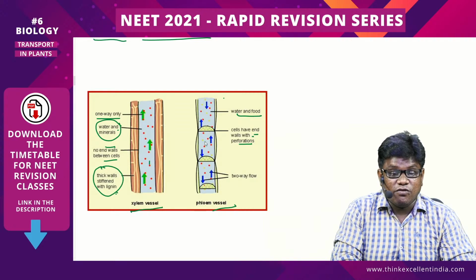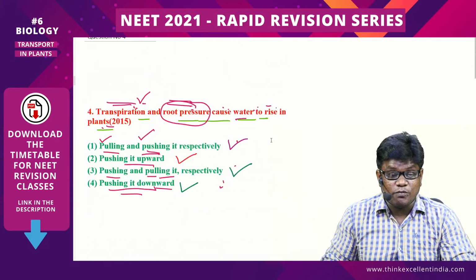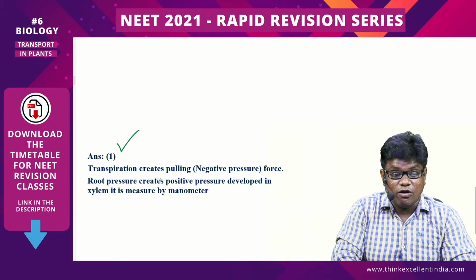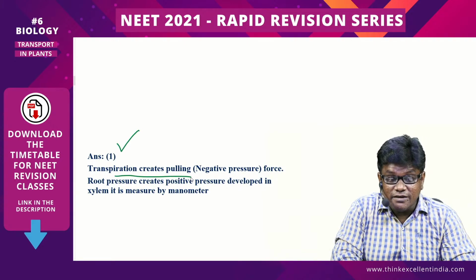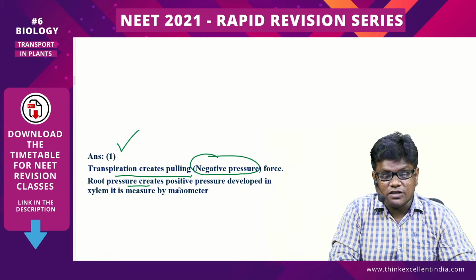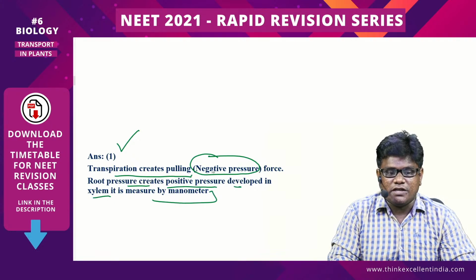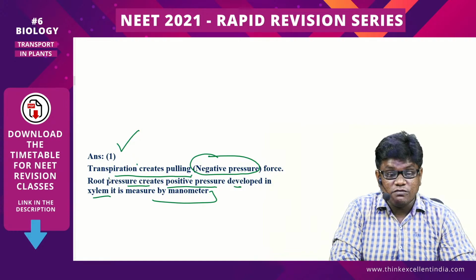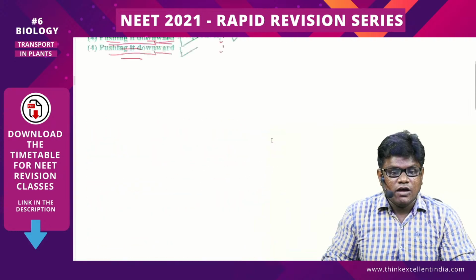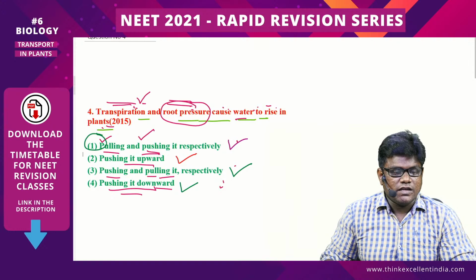And here the phloem and xylem are two different types of process where you can see transpiration and root pressure occur. And here option 1 is the right answer, because transpiration creates a pulling process, negative pressure, okay, and root pressure creates positive pressure which develops in the xylem, and it can be measured by the manometer. Transpiration and root pressure help in pulling and pushing respectively. So option 1 is the right answer. And here we're going to see the next question.